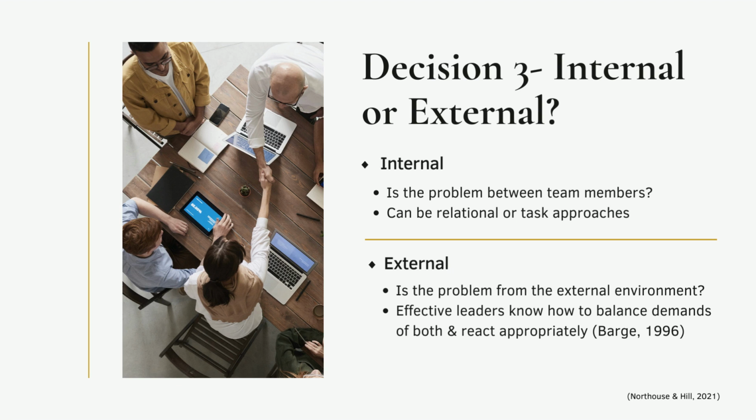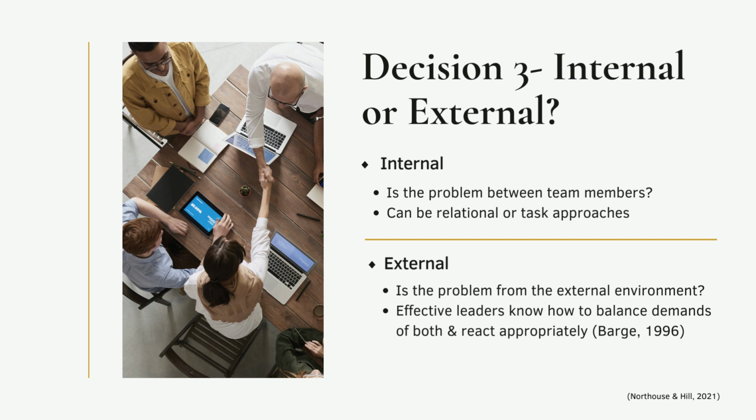And the final decision is determining whether the problem is internal or external. Internal problems are those that occur within the immediate team or the group, and these can include task or relational approaches. So maybe they're having a hard time working together, maybe there's a lot of disagreements between the group, or they're having some issues reaching a compromise.